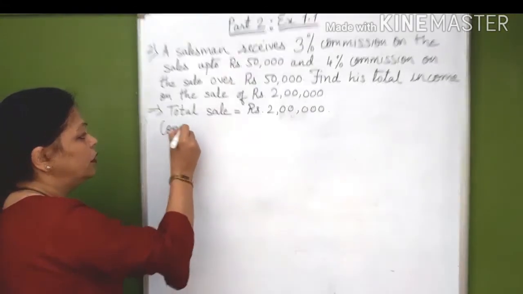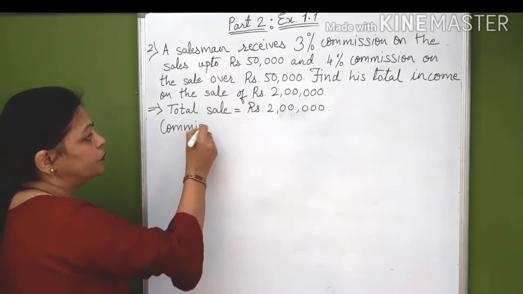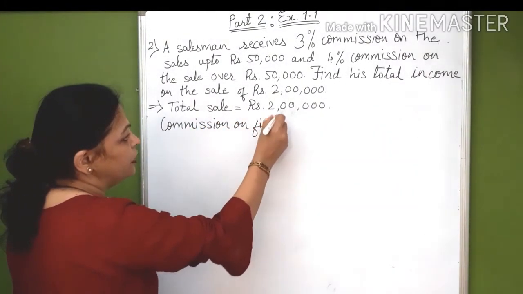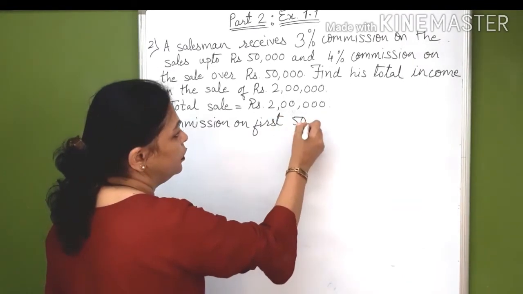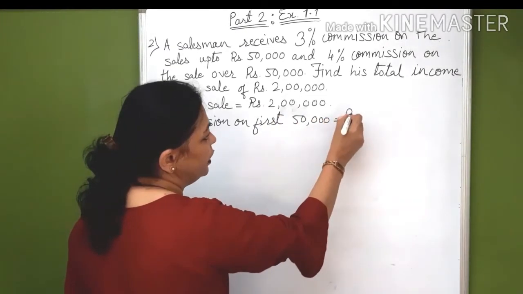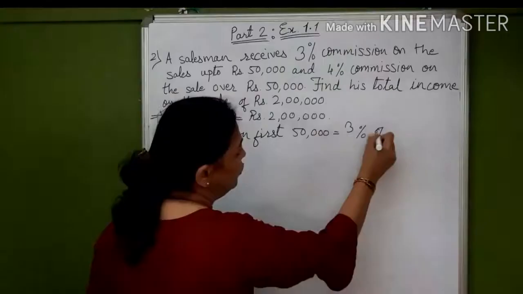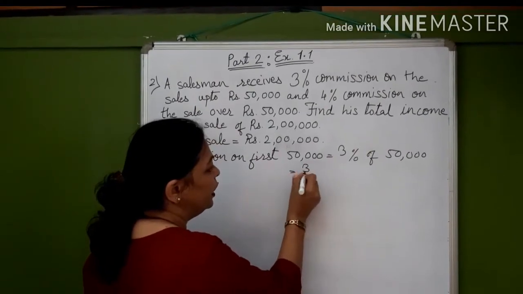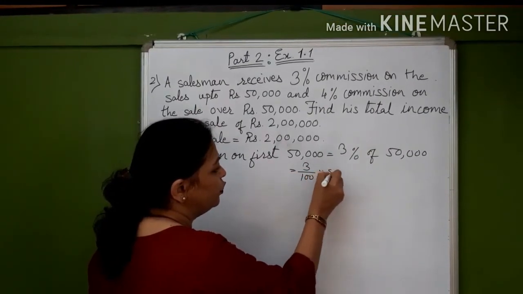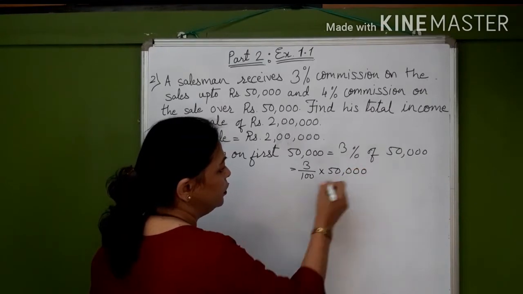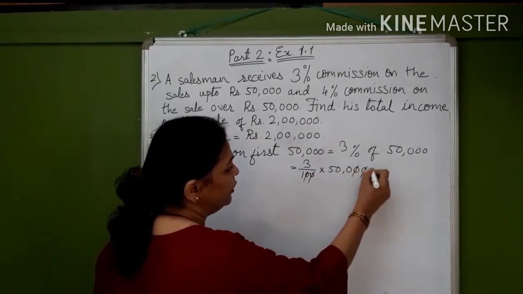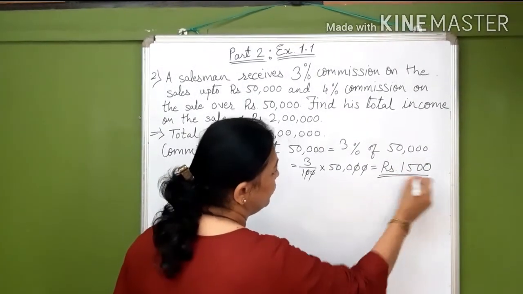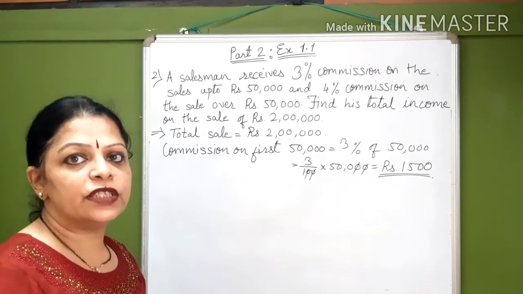Commission on first 50,000. The rate is 3%. So 3% of 50,000. That means you will get 3 upon 100 into 50,000. So these two zeros get cut with this. You get 1,500 as the commission on the first 50,000.